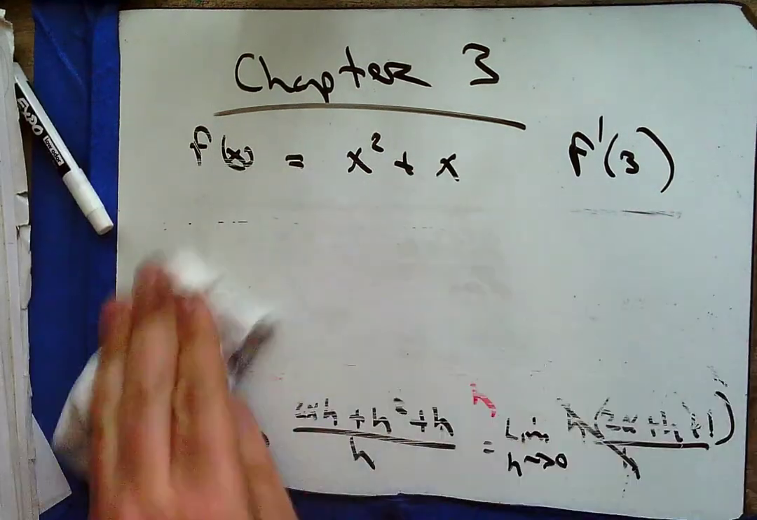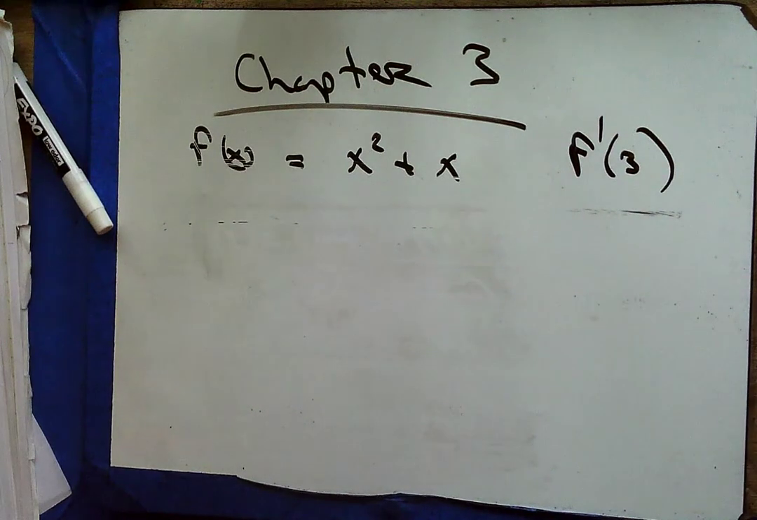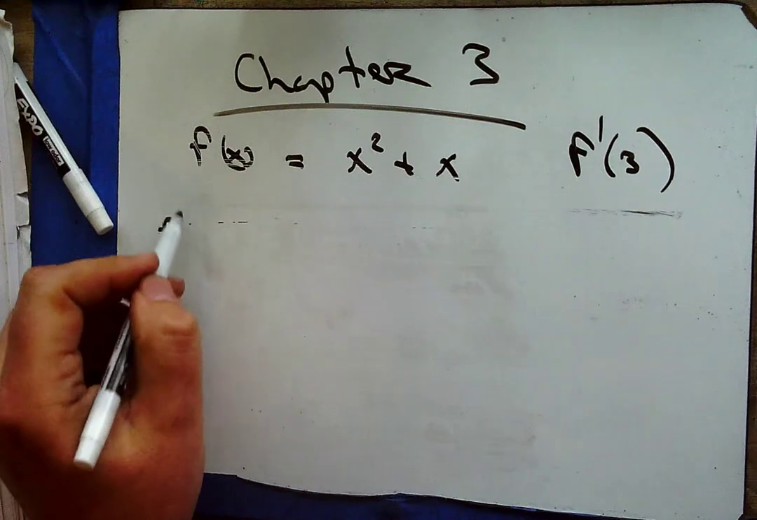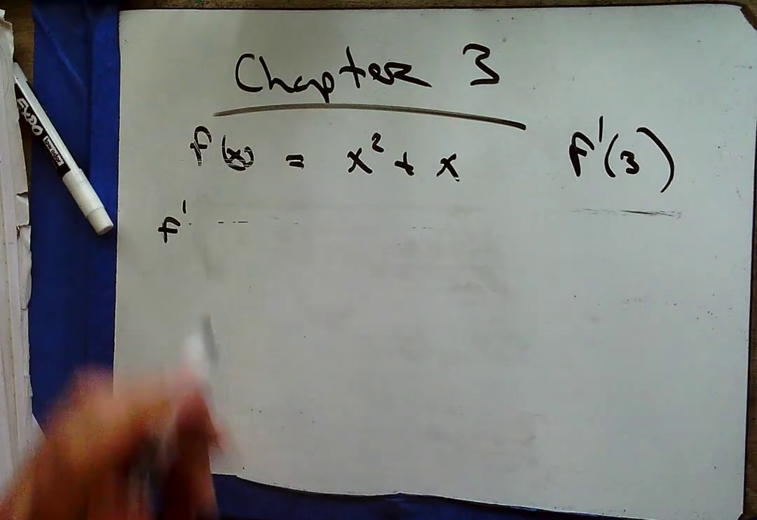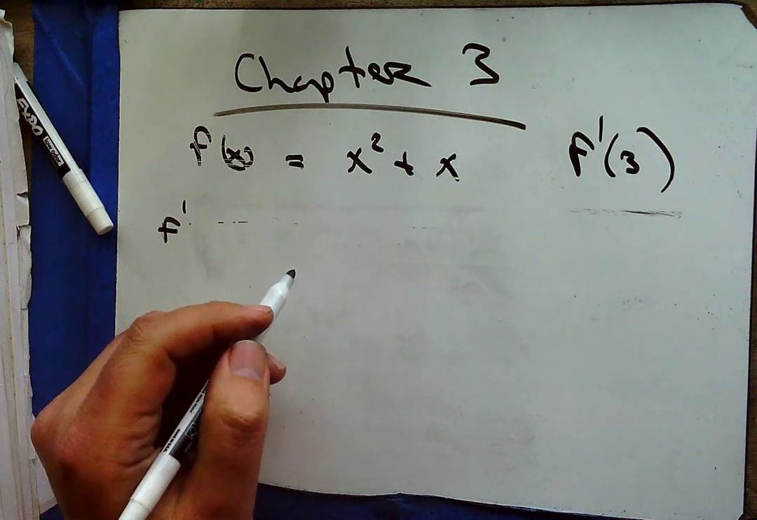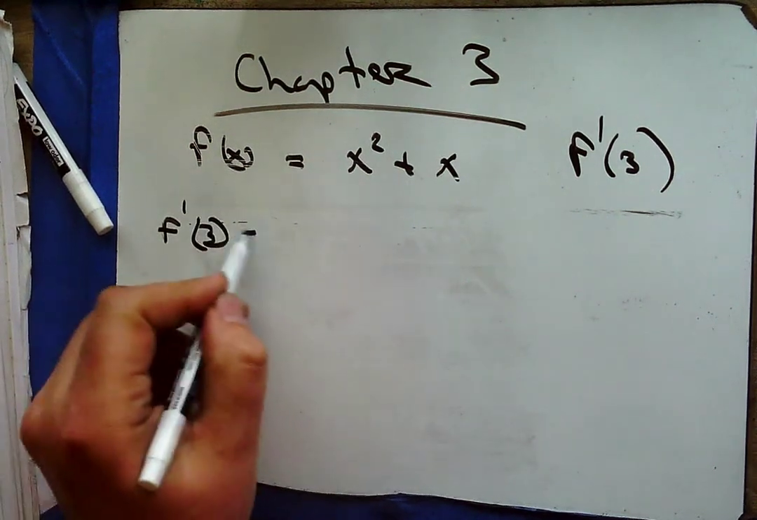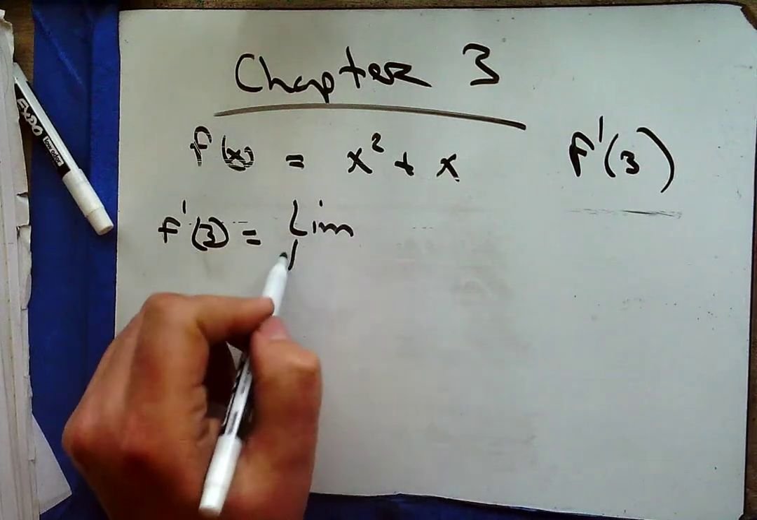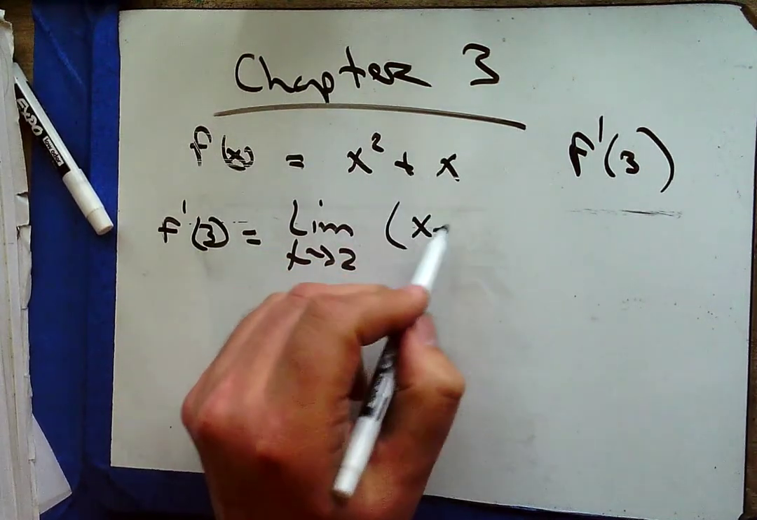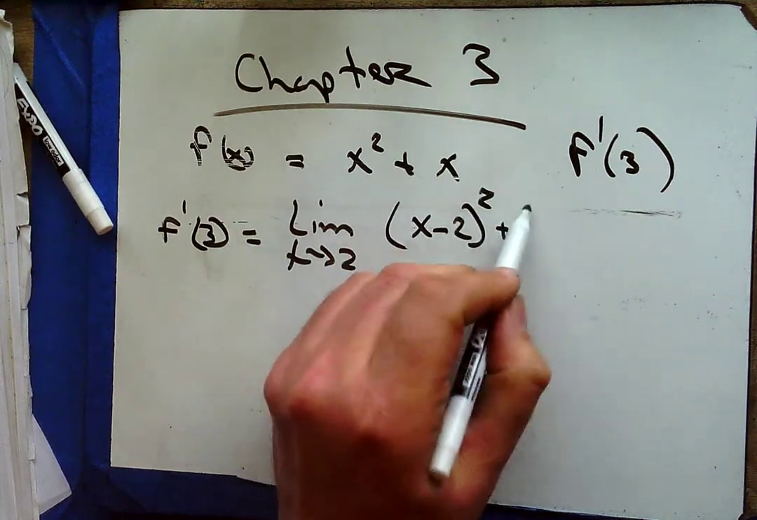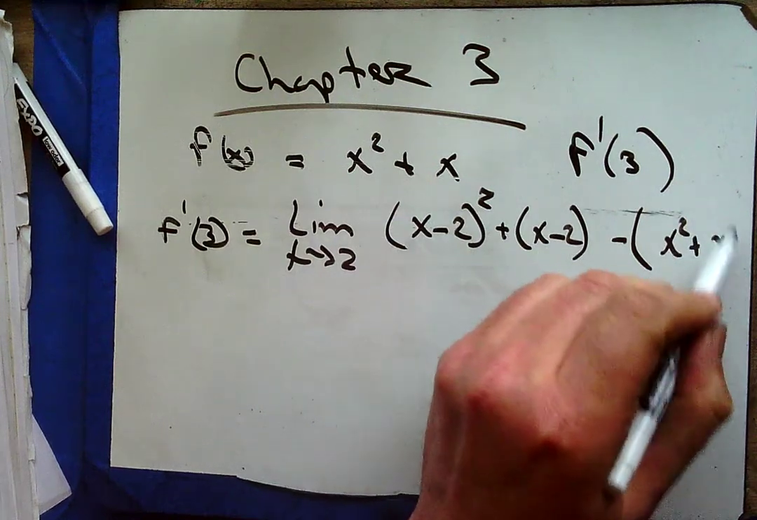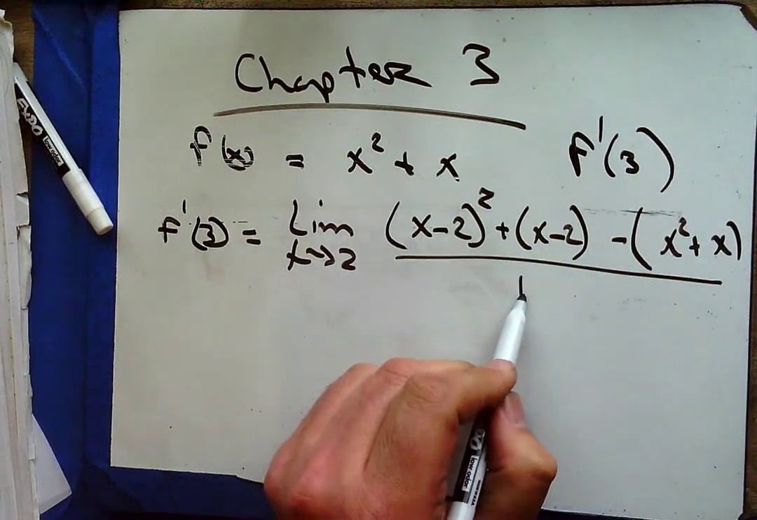So let's take a look at this student's work. They said that f prime of 3 was the limit as x approaches 2 of x minus 2 squared plus x minus 2 minus x squared plus x all over x.